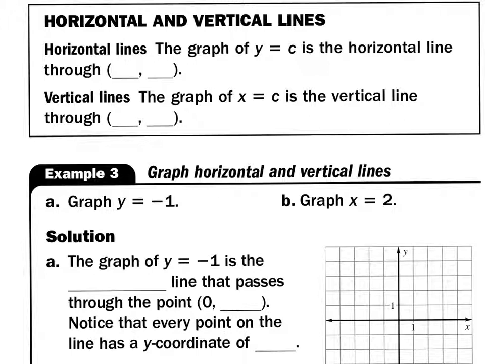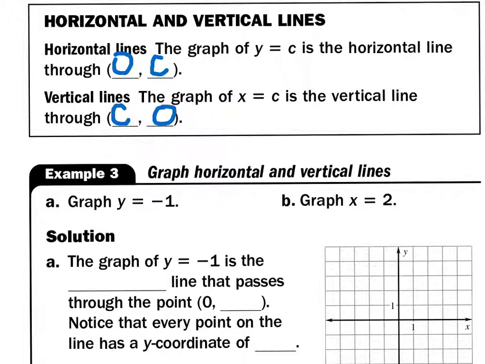Graphing horizontal and vertical lines. If you have a graph of y equals c, such as y equals 3, then it's a horizontal line, and it's through the point (0, c), or in my example it would be (0, 3). Vertical lines, the graph of x equals something, is a vertical line through the point (c, 0).